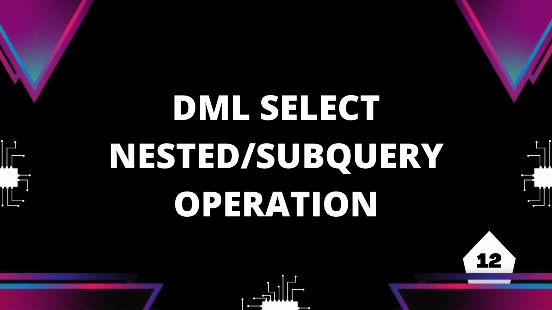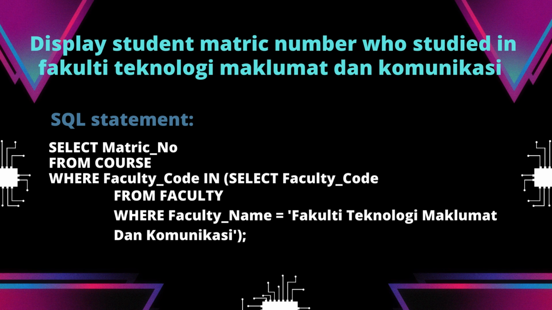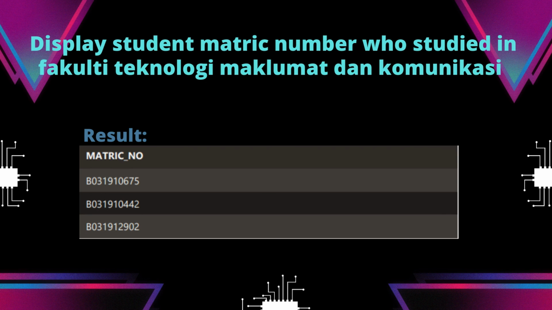Next, for DML select nested or subquery operation. The example is displaying the student matric numbers of those who study in Fakulti Teknologi Maklumat dan Komunikasi. For the SQL statement, we select the matric number from the table course, where the faculty code from the table faculty is for the faculty name equal to Fakulti Teknologi Maklumat dan Komunikasi. So the result is shown as the table below.